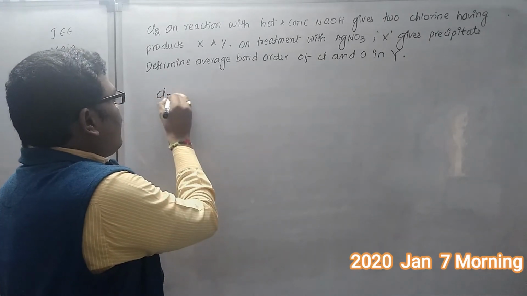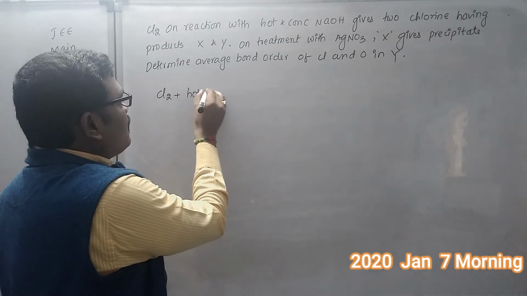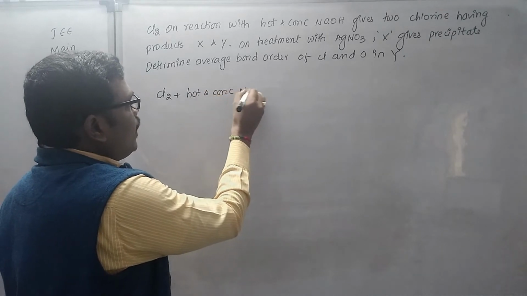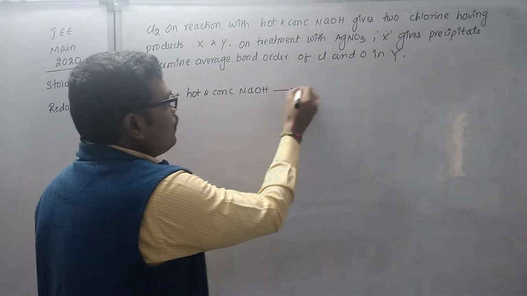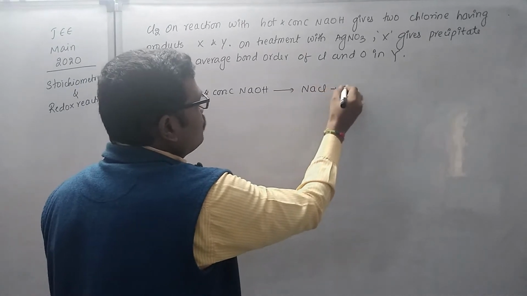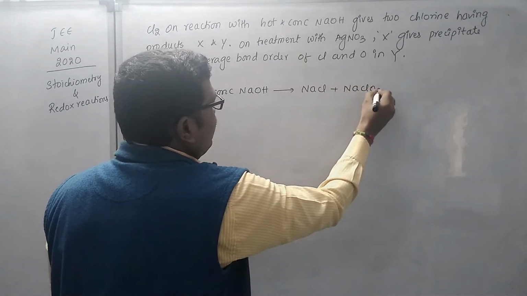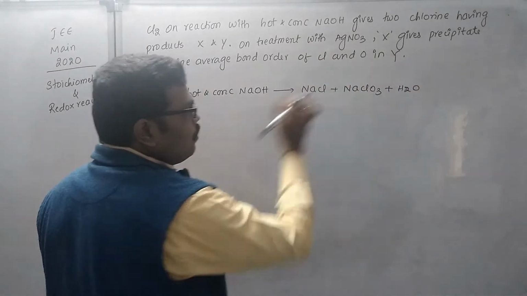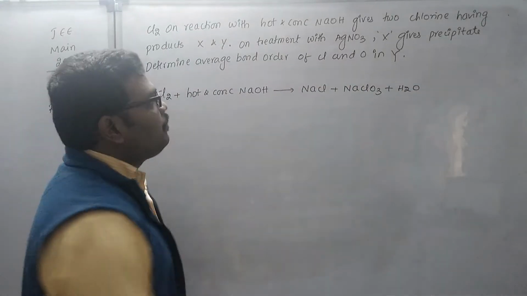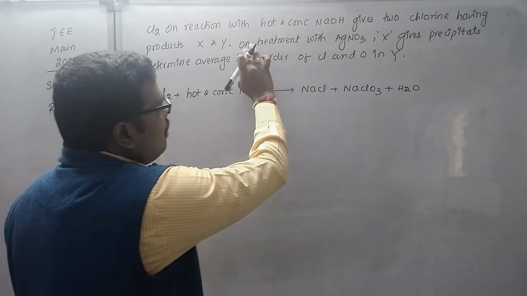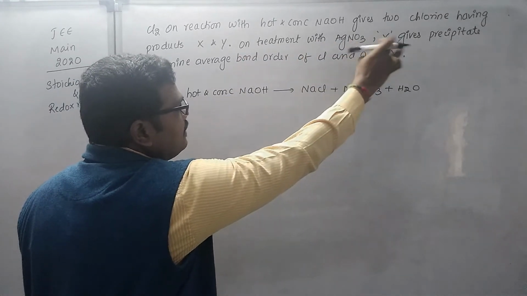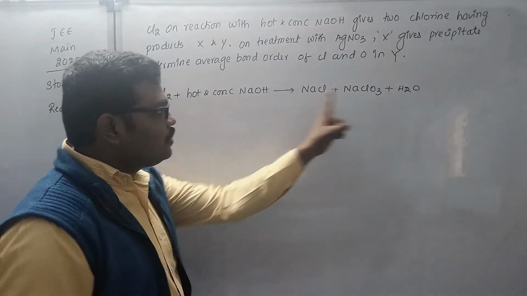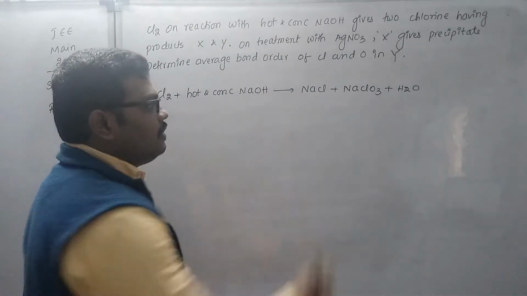Here chlorine, when reacting with hot and concentrated NaOH, gives two products having chlorine. One is sodium chloride, another one is sodium chlorate. In sodium chloride and sodium chlorate, which is X and which is Y? In the question it is clearly mentioned, on treatment with AgNO3, X gives a precipitate. In these two, which gives a precipitate with silver nitrate?